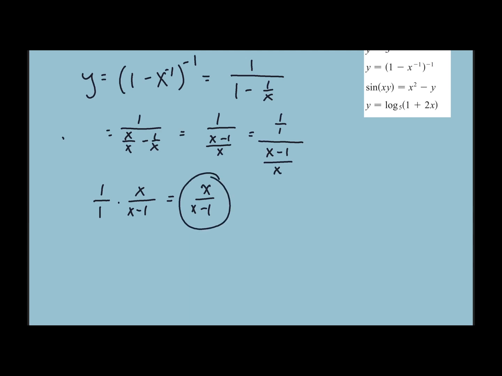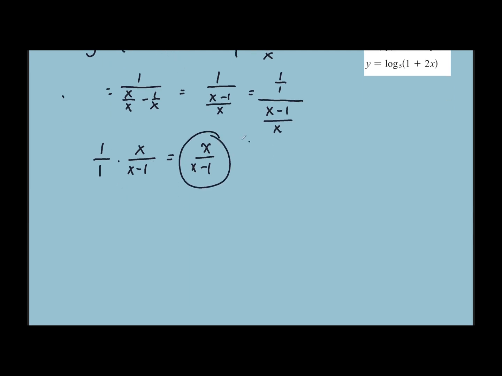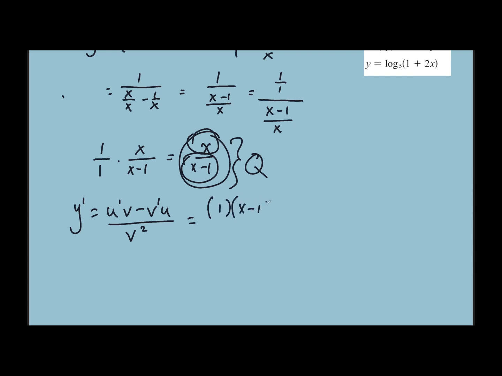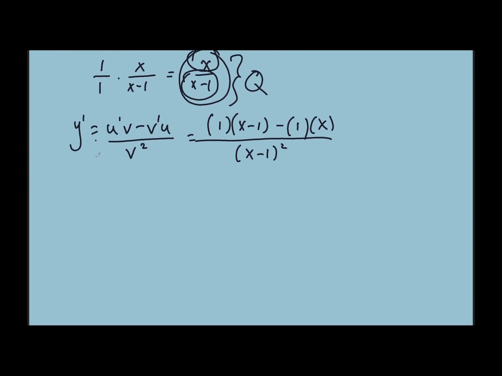Now how do I take the derivative of this? It's less scary. Well, there's an x function divided by an x function. That's a quotient rule. Q for quotient rule. So let's do it. y prime equals u prime v minus v prime u over v squared. You should be so tired of that now, but it's exciting, isn't it? u prime is going to be 1, v is going to be x minus 1, minus v prime. Well, that's still just 1, and then u is x, divided by v squared, so it'll be x minus 1 squared.